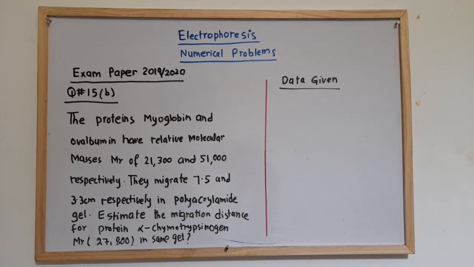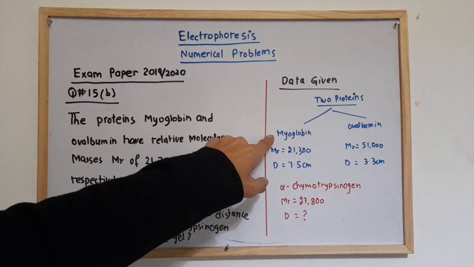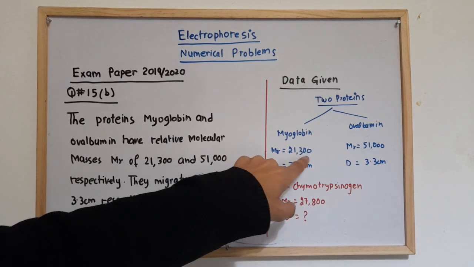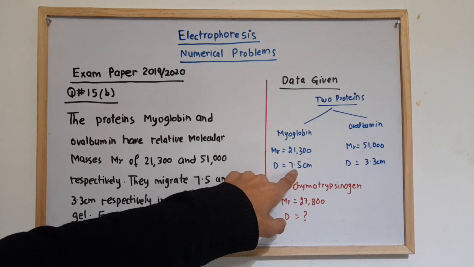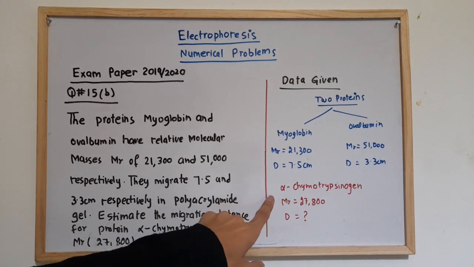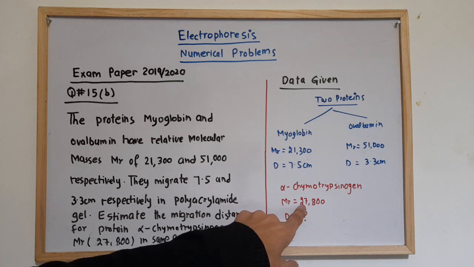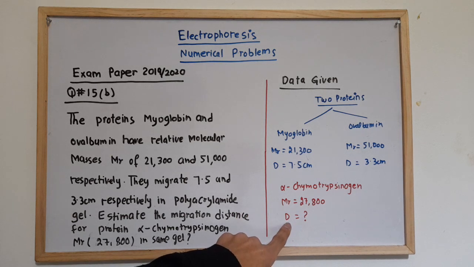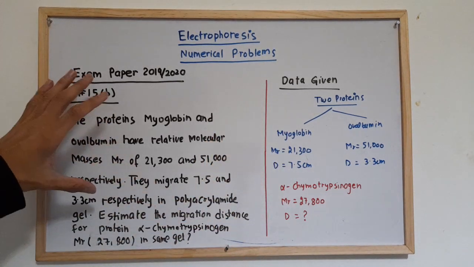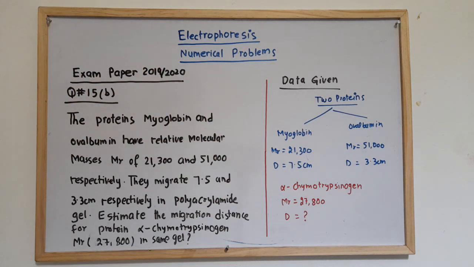So we will write it this way. Here we are given two proteins, one is myoglobin and one is ovalbumin. Its molecular weight is 21,300, its distance traveled is 7.5, and 51,000 with 3.3 centimeters. Then we are given α-chymotrypsinogen, and its molecular mass is 27,800. And we have to find the distance traveled by this protein. So we have to decode the whole data that is given in the question, and then we'll try to solve this question.